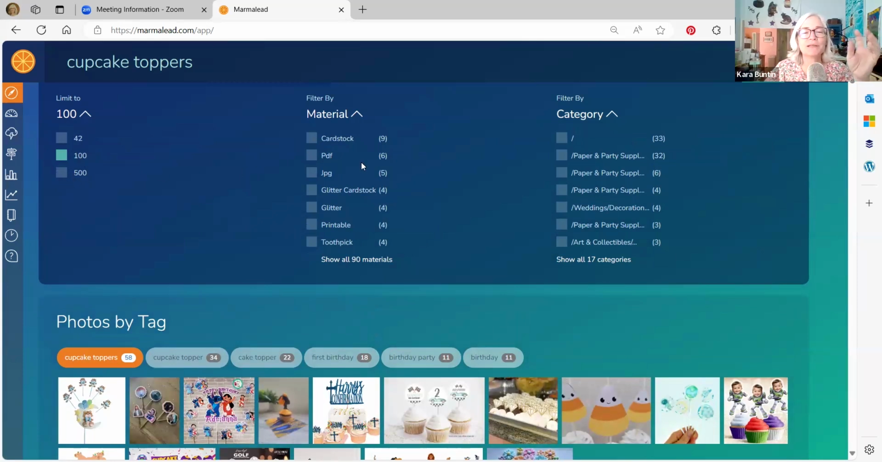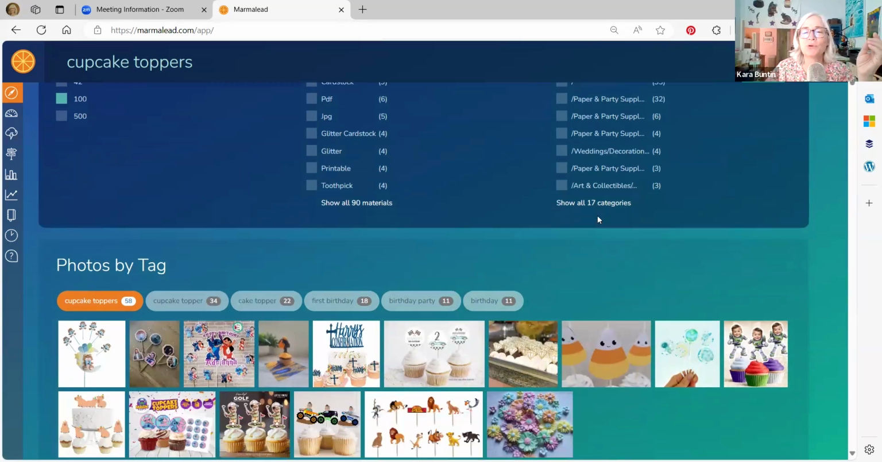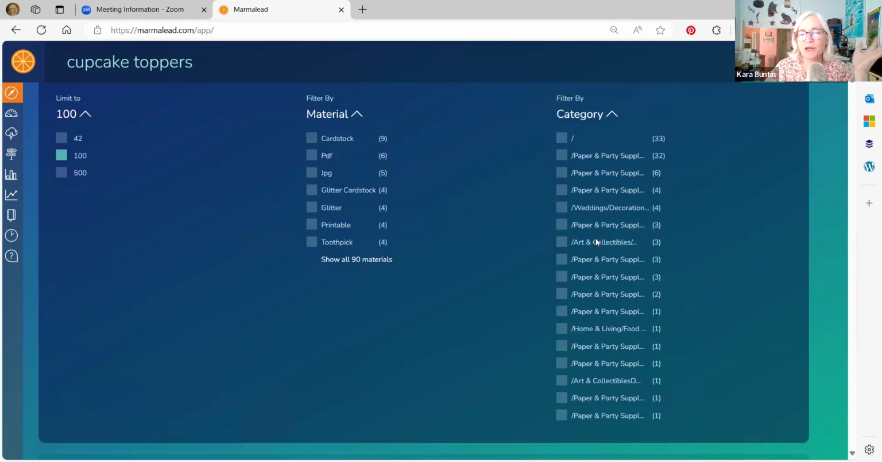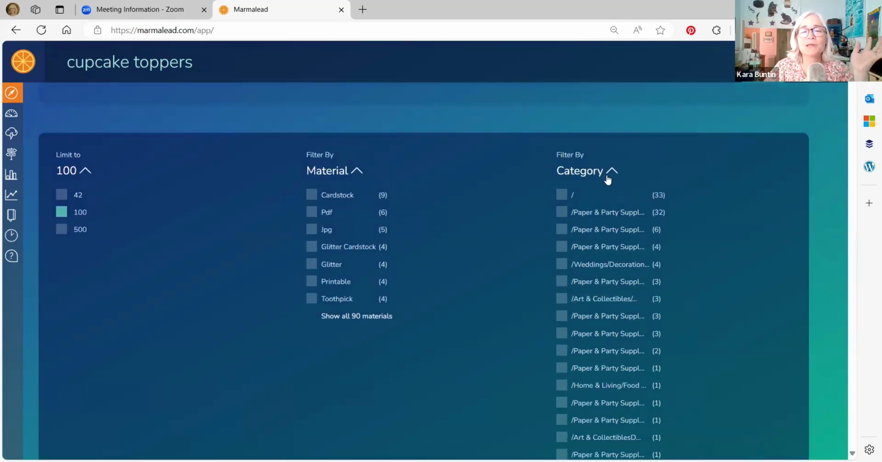You could filter by type of material if you want to just limit it to what you sell, and whatever the category is, you could do that. And this is kind of interesting to see what people put. This says 17 categories because there's a subcategory, so they're putting them in different ones. You can see what other people use for categories to see if you have maybe a different option for yours.